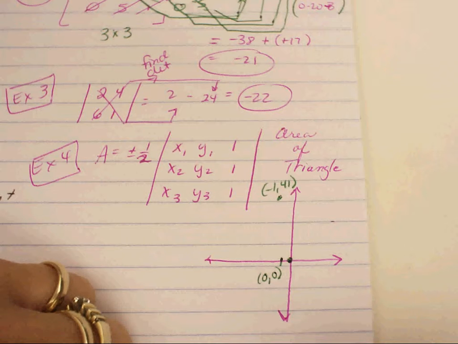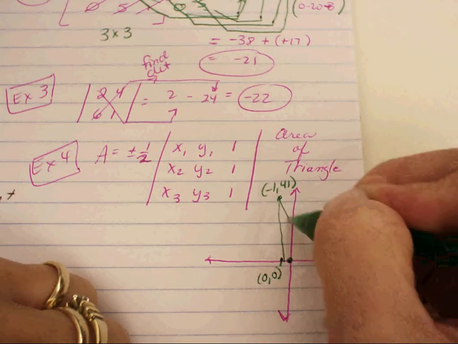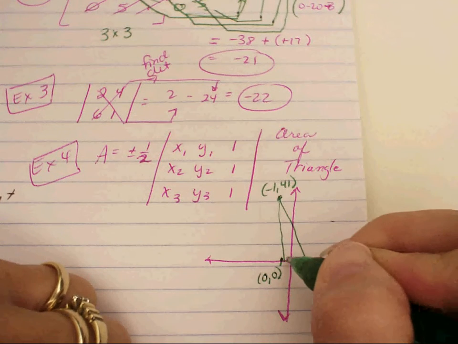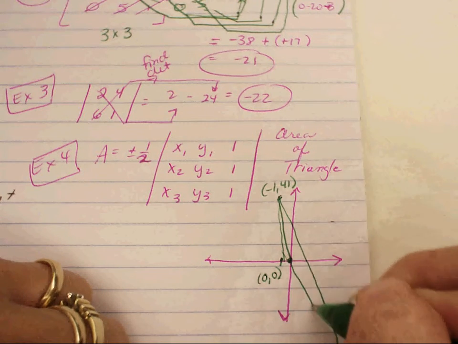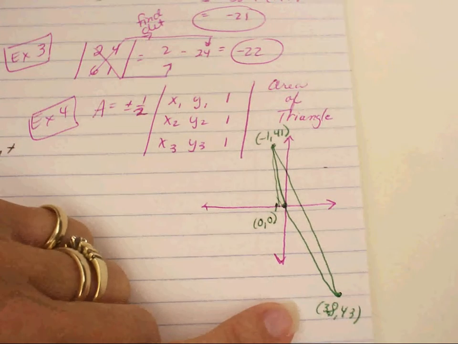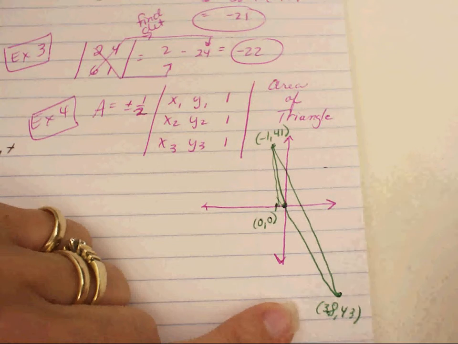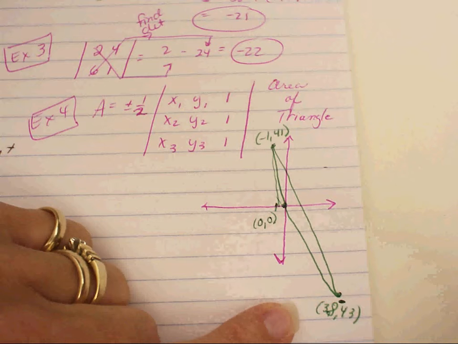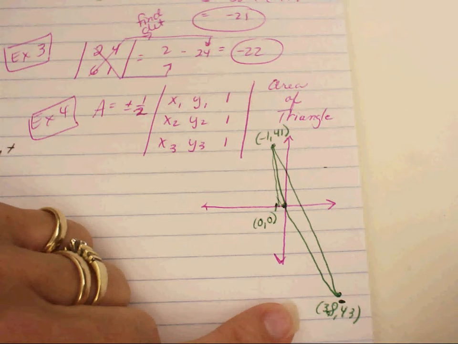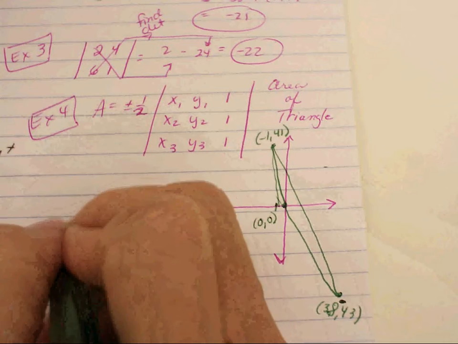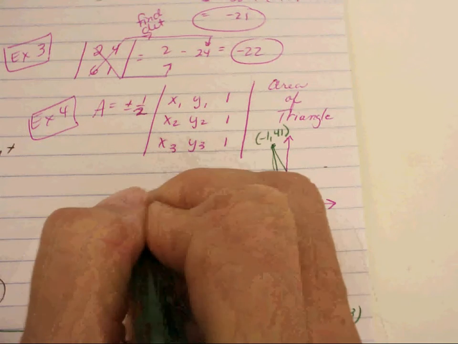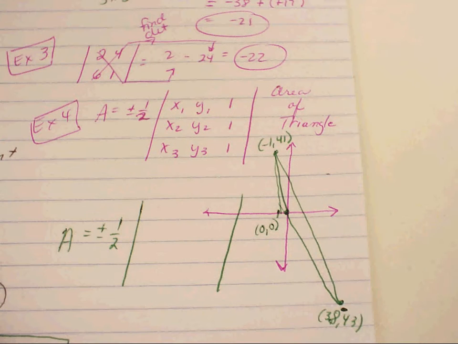All right, so my first point off of the coast of California, where the island was, is (-1, 41). Yes, I stole it out of a book. The next point is (0, 0). And the last point is (38, -43). So it would be significantly this way. Does this make a triangle? The last one is (38, -43), sorry.